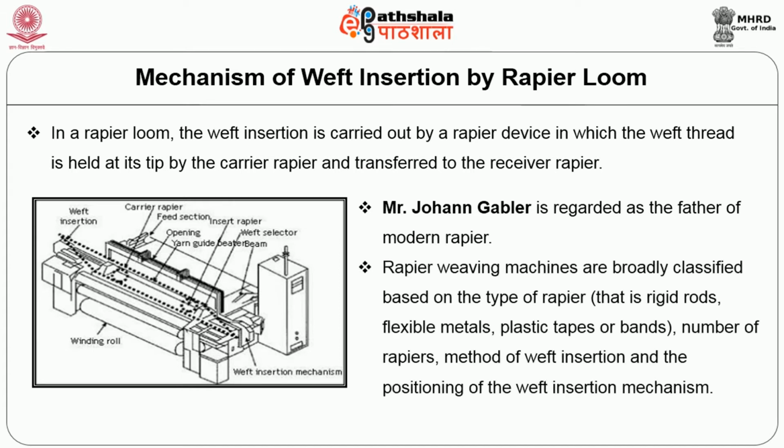Rapier weaving machines are broadly classified based on the type of rapier. That is, if the rapier is a rigid rod, it could be a flexible metal, it could be plastics or bands. Then depending upon the number of rapiers, method of weft insertion, and the positioning of the weft insertion mechanism. Now let us get into each and every classification.